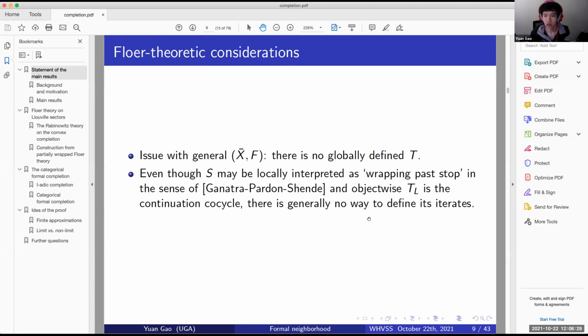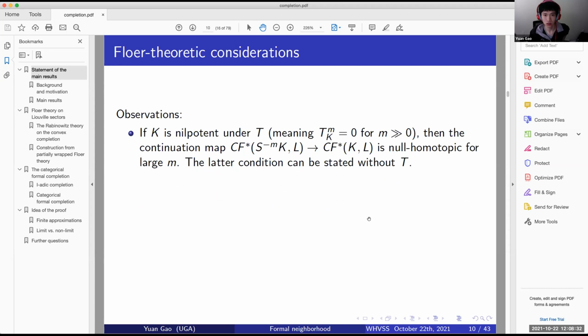To bypass this, we can take the following consideration. Suppose we have this T. Then the first observation we have is that if some object is nilpotent on T, meaning that for some power M, the mth iterate of T on K is 0, then it has this obvious consequence that the continuation map from the mth iterates of the inverse Serre functor from K to L to the full complex of K to L is null-homotopic. Okay, and this kind of condition can naturally be stated without this natural transformation.